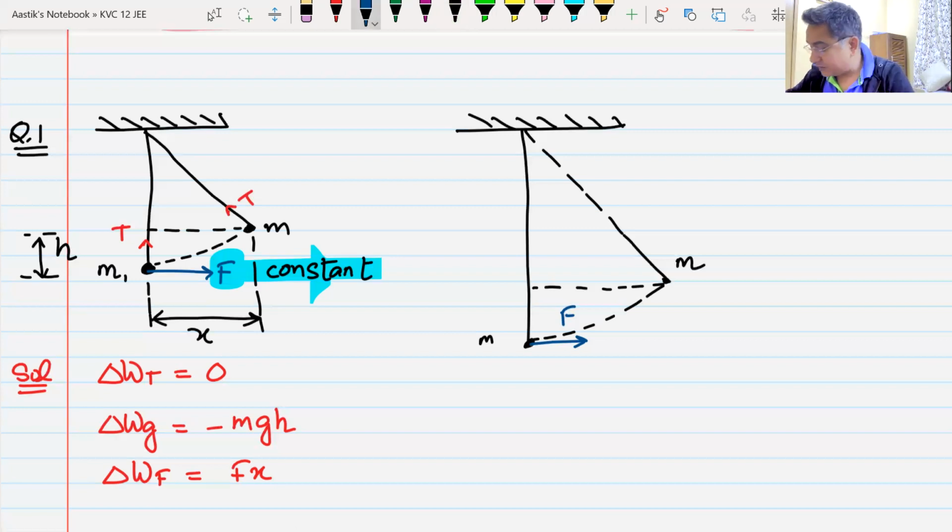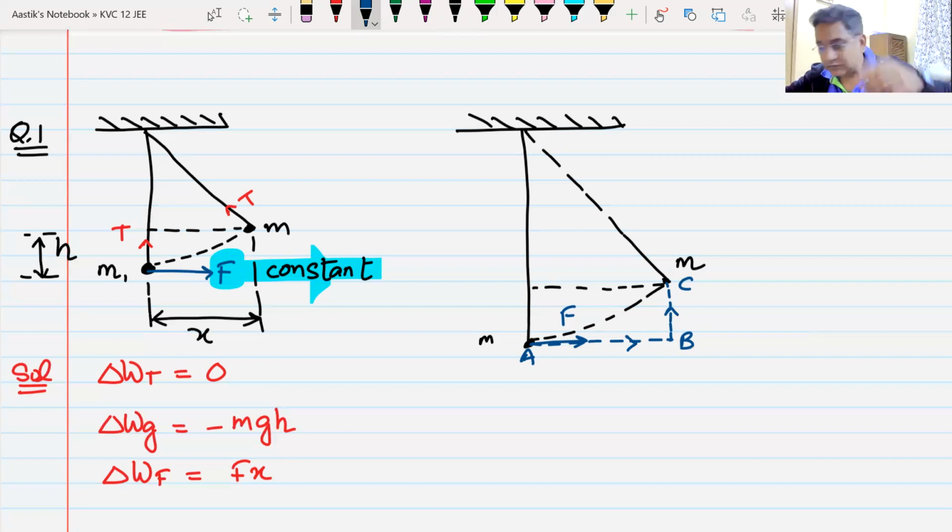The easiest path would be, I go straight, and then I go up. I will go in this path. This is the easiest path. And in this easiest path, I can easily find out the work done by this force, because I just have to find out the work done from A to B. From B to C, the work done is 0 because force is going to be perpendicular to your motion displacement.